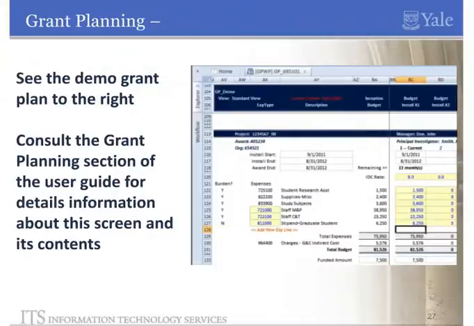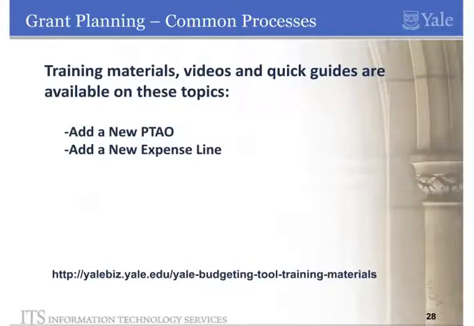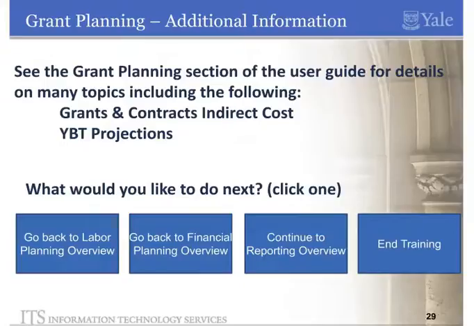On this screen, I've displayed an example of a grant plan. Consult the Grant Planning section of the user guide to learn more about the Grant Planning module. Additionally, there are other training materials, videos, and quick guides available on the YBT Training Materials page at the address shown on the screen. Consult the user guide for details on topics such as grants and contracts and direct costs, as well as YBT projections within the Grant Planning module.